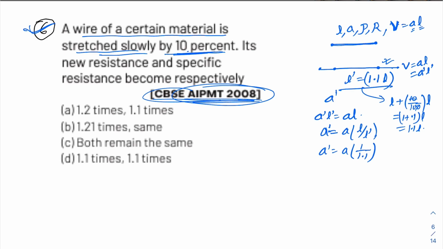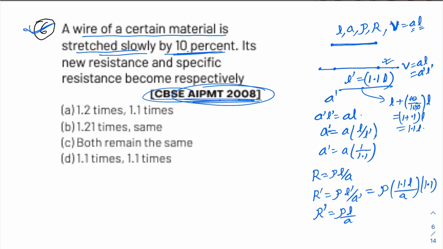So from here what we can write? As our resistance R equals rho L by A, now R dash will be equal to rho L dash by A dash. L dash is how much? It is 1.1 L, divided by A dash. A dash is A by 1.1. So it will be R dash equal to rho L by A into 1.1 square.